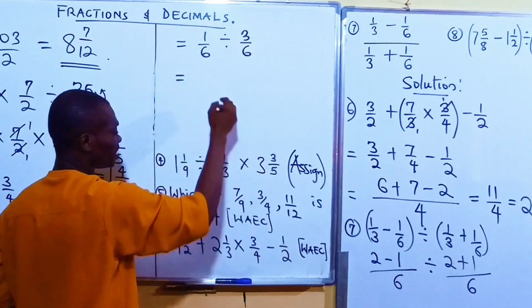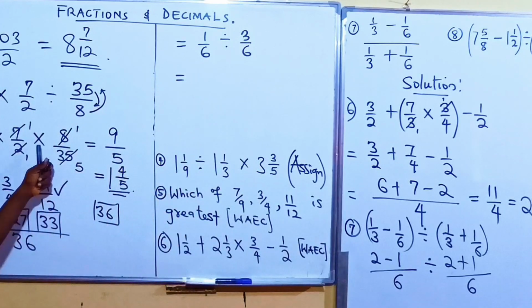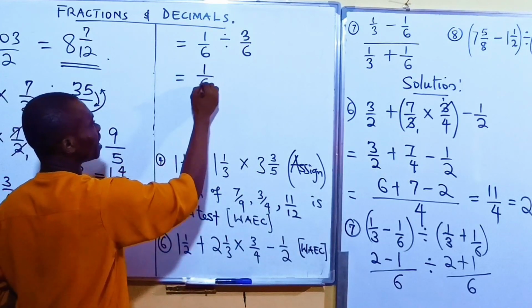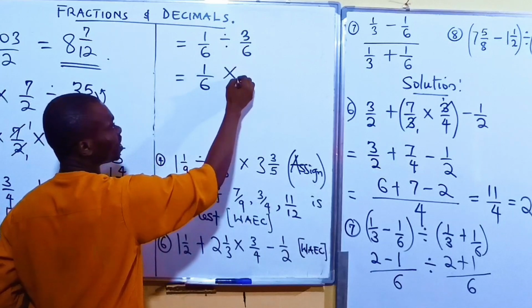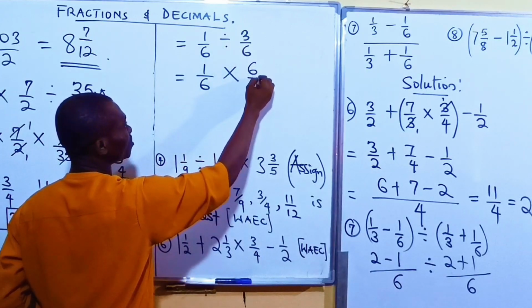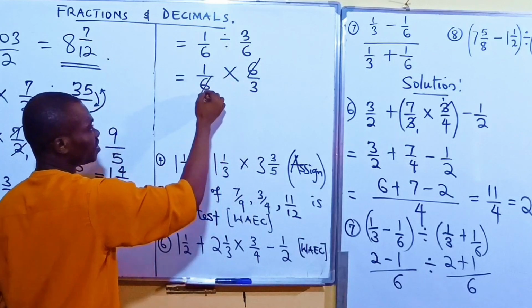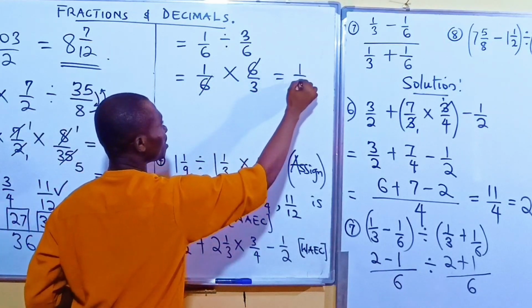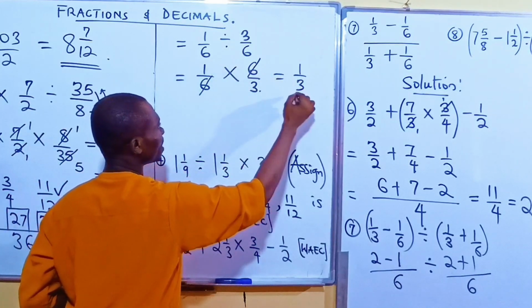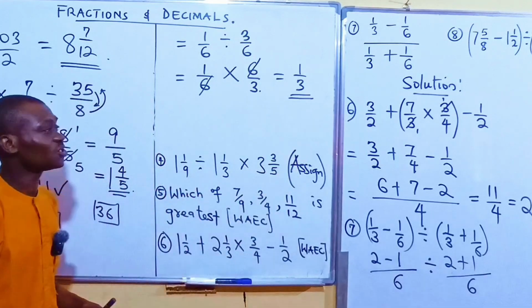If you do the same thing I did here, we change the sign here to multiplication, and this one will turn to 6 over 3. And you are done. The 6 here, we remove this 6, and so your answer is 1 all over 3. And that is the solution.